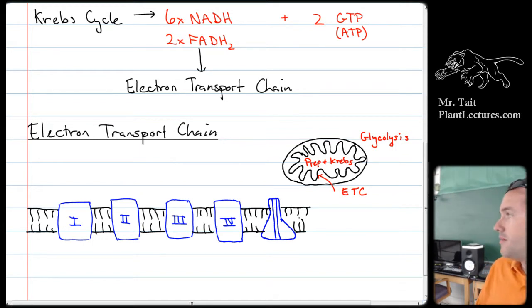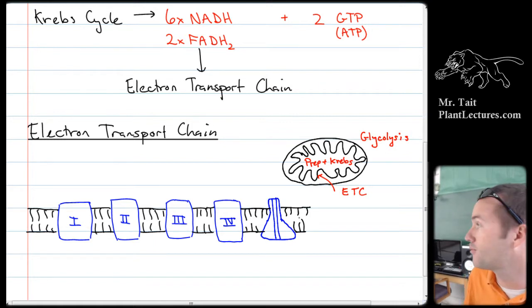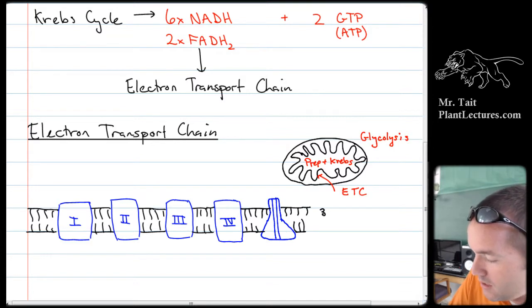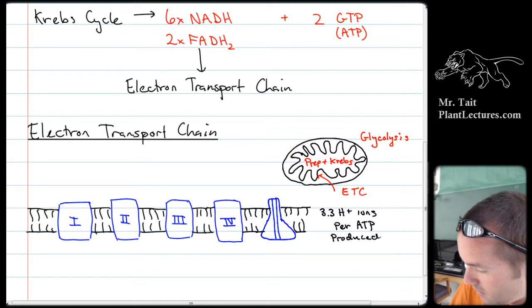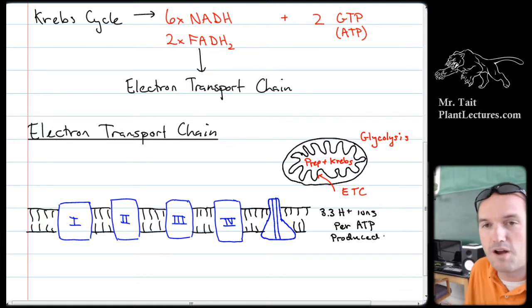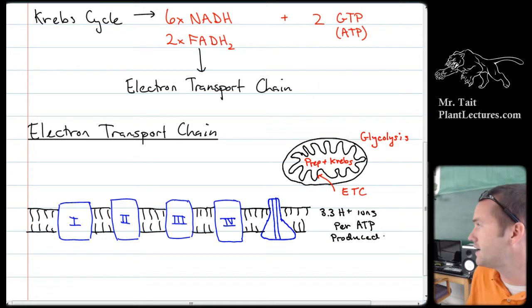Now, to my knowledge, there is no exact efficiency here known for ATP synthase, but we are going to use the efficiency of about 3.3 H+ ions per ATP produced. Okay, roughly that amount, 3.3 H+ ions per ATP produced. All right. So this is, again, this is ATP synthase.